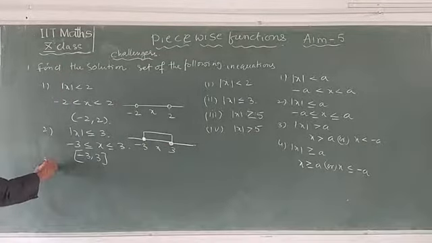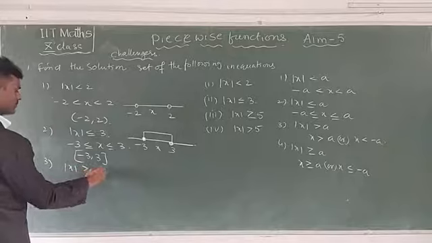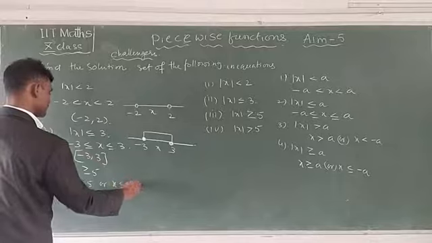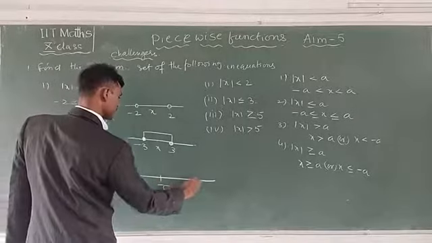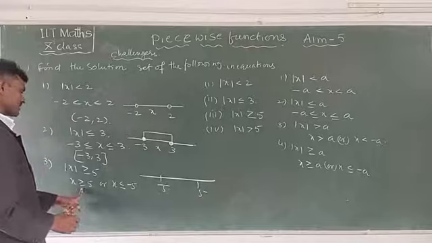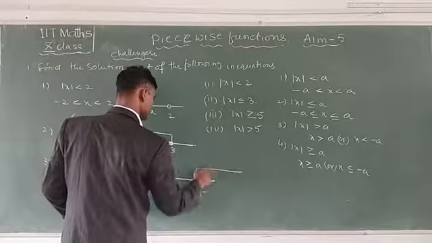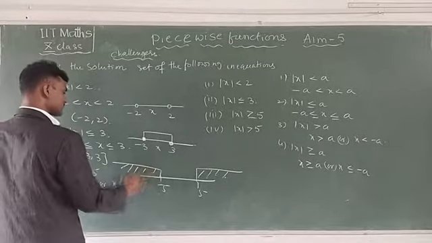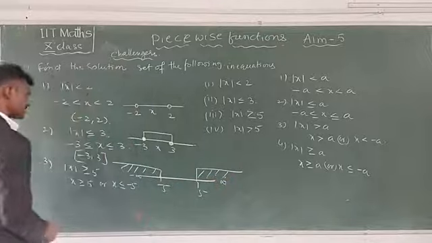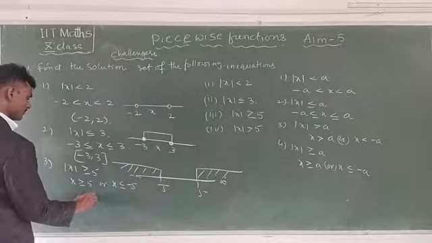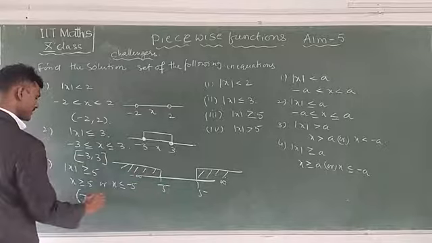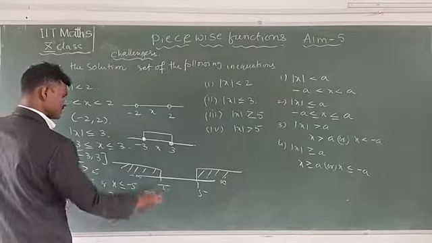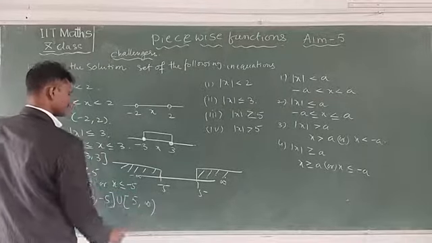Now the third one, modulus of x is greater than or equal to 5. Now x is greater than or equal to 5 or x is less than or equal to minus 5. See here, this is minus 5, this is 5. x greater than or equal to 5 means this side. x less than or equal to minus 5 means up to minus infinity, and this is plus infinity. Now you can represent it as the interval minus infinity to minus 5 closed, union 5 to infinity open.